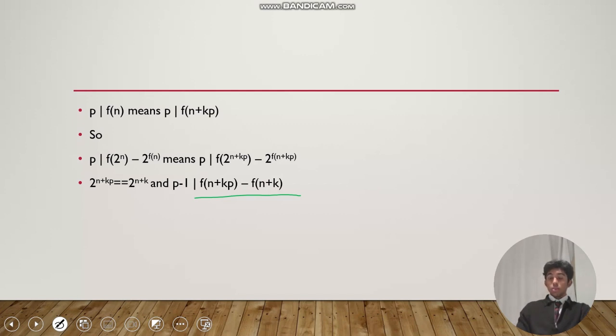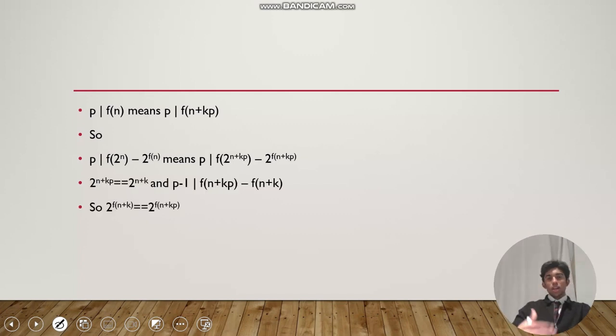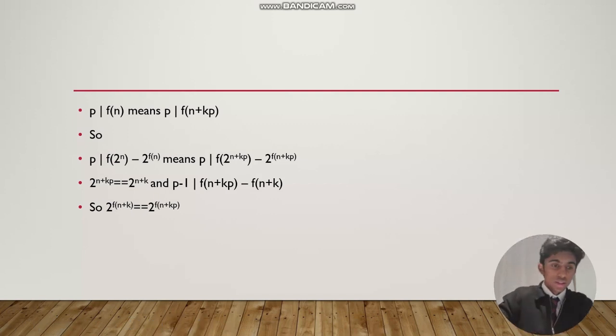So, if we replace f of n plus kp with f of n plus k, we are subtracting a multiple of p minus 1. So, 2 to the f of n plus k is congruent to 2 to the f of n plus kp, mod p. And, I guess this is where we start to finish the problem.